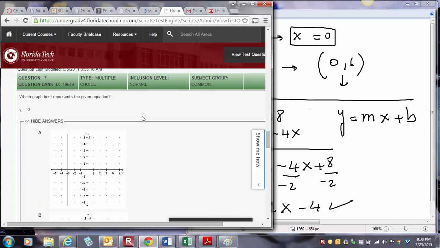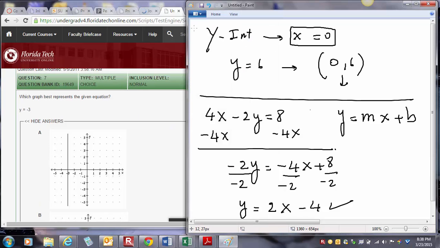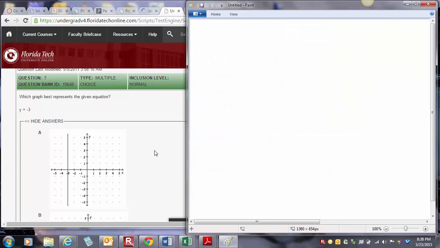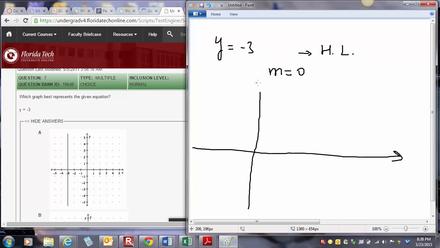The next question, which graph best represents the given equation? Notice that we just mentioned this twice in this tutorial, that anytime you have y equals negative 3, it's a horizontal line, and of course the slope is 0. We can show this by graphing. So if you graph, this is minus 3, 1, 2, 3. So y is always minus 3. You can draw minus 3 anywhere for y, and you will notice that if you join those points, it's going to be a horizontal line.